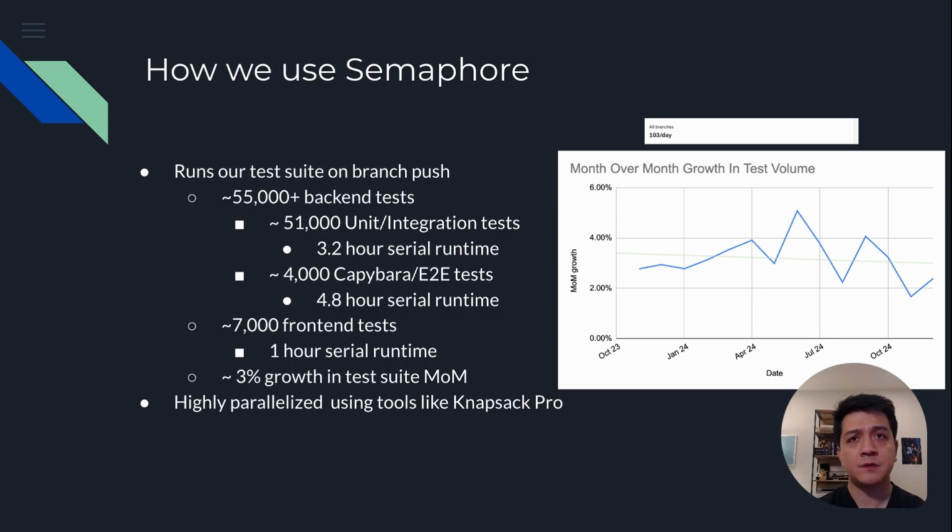We've also noticed that we have 3% growth in our test volume size month over month. So on average, every month, our test suite grows by 3% in terms of number of tests. And as you know, this compounds, and over time becomes quite a large test suite. We use tools like Knapsack Pro to parallelize our builds.